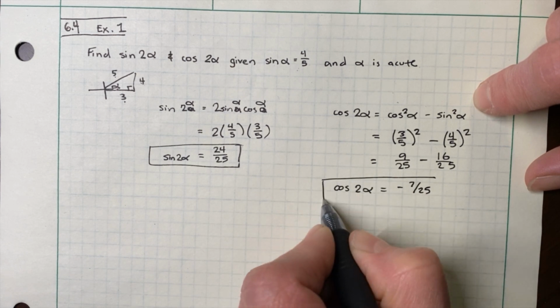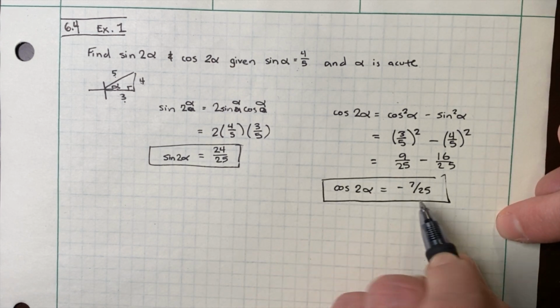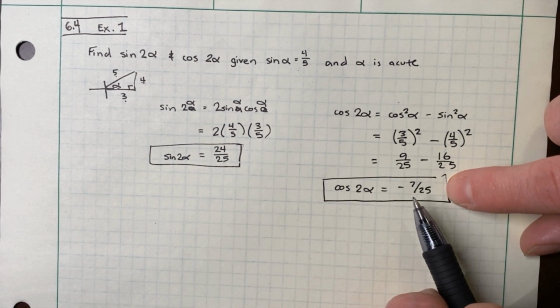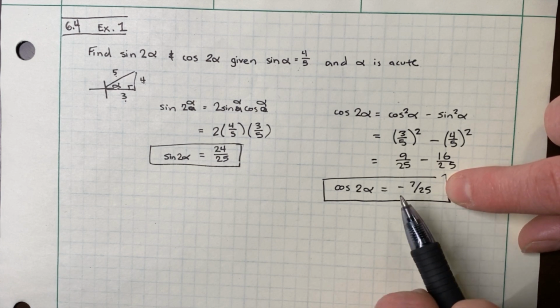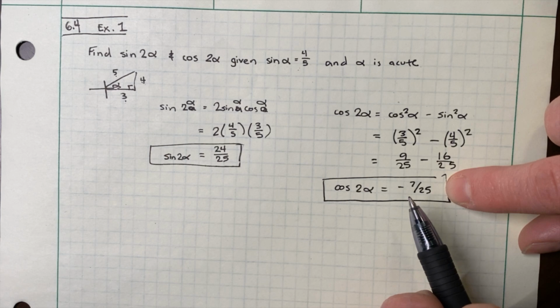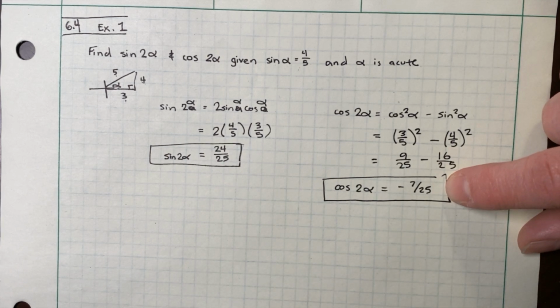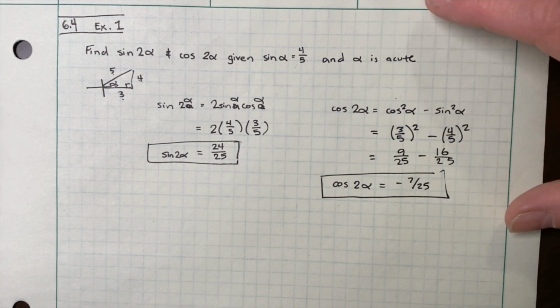The fact that the cosine here of 2 alpha is negative suggests to me that 2 alpha is sitting in either the second or third quadrant. That's how to do example 1 out of lesson 6.4.